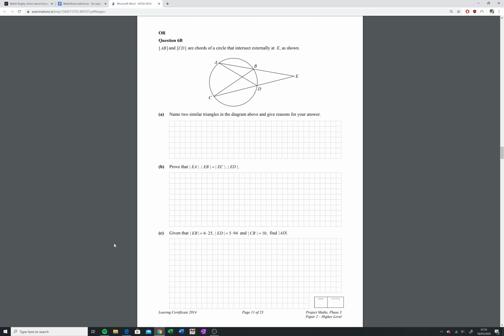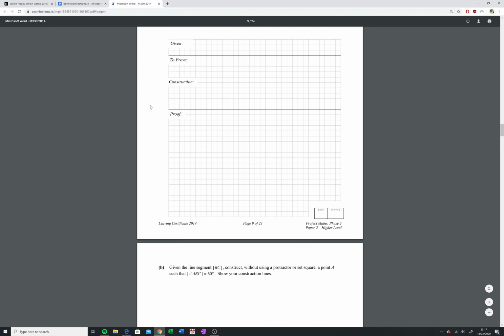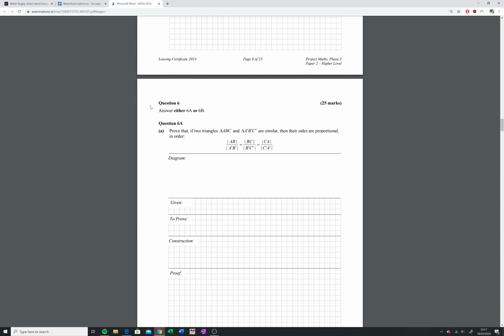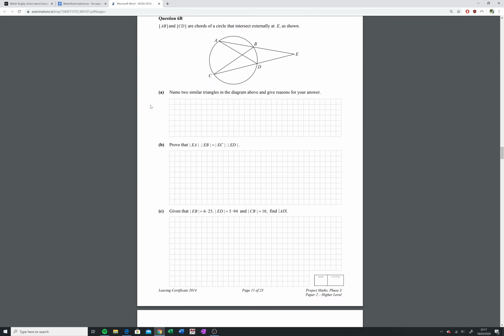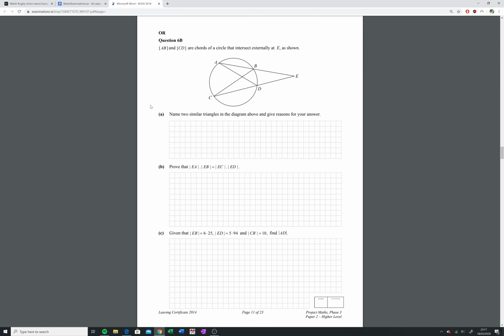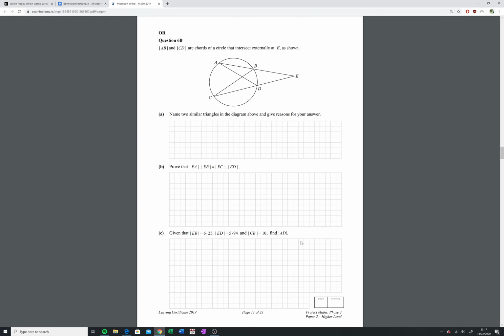It's 2014, paper 2, and actually the leaving cert was a slightly different format back in 2014. You'll see that when you get to question 6, it was split up into two things. You could either do 6A or 6B. That's not the case anymore. But this one is 6B on its own. So if you want to do 6B, do all of it, and that will tell you whether you know your similar triangles or not.